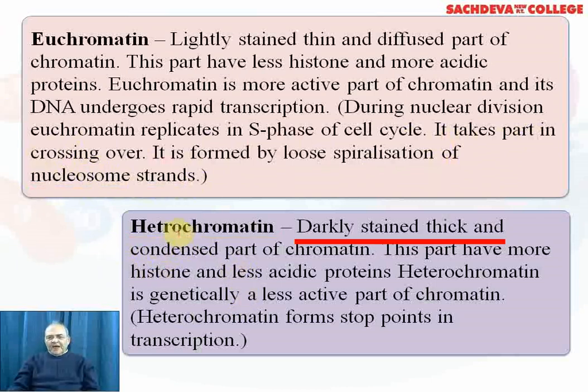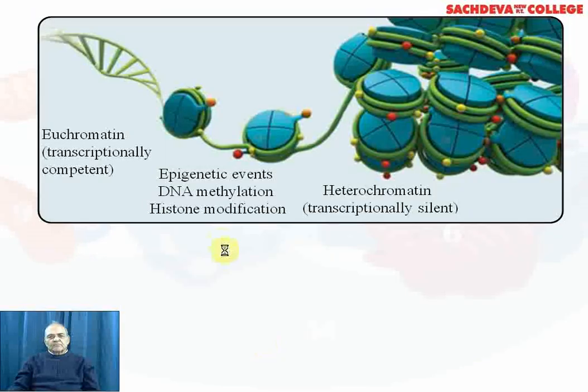Heterochromatin is the dark stained, well delimited, thick and condensed part of chromatin. This part has more histone and less acidic protein. Heterochromatin is genetically a less active part of chromatin. Heterochromatin forms stop points in transcription. Now you can see the dense area is heterochromatin, transcriptionally silent.